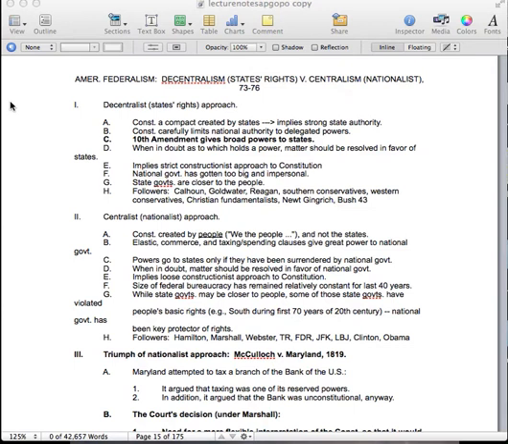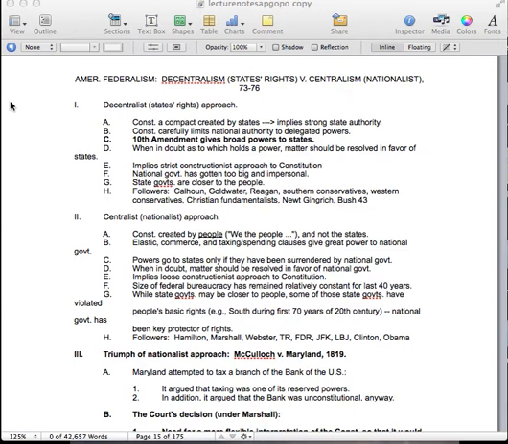The next one, D: when in doubt as to which holds power, matters should be resolved in favor of the states. So that's if there's a conflict between the states and the federal government, the matter should always go back to the states. E implies a strict constructionist approach to the Constitution. Not a broad interpretation, just what the Constitution says is what the Constitution says. Again, that is the approach there.